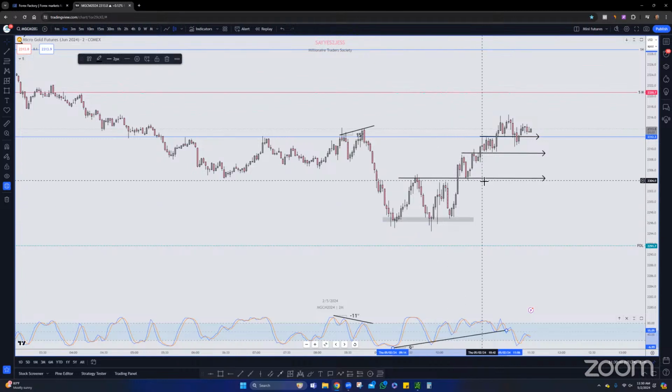Now, if you're an experienced trader, you know what a double bottom is. You know how to trade this. But a lot of people don't know how to identify if there's going to be a shift in momentum. And you can use this to help you do that. And that's exactly what happened.